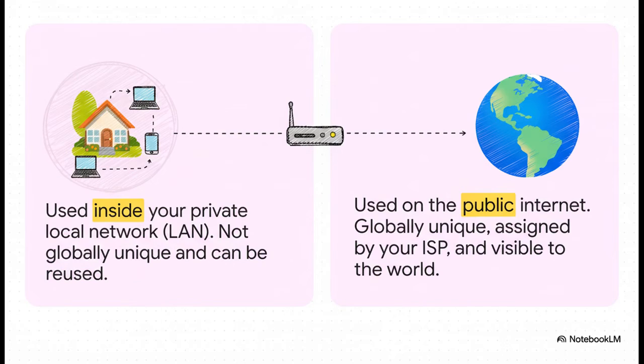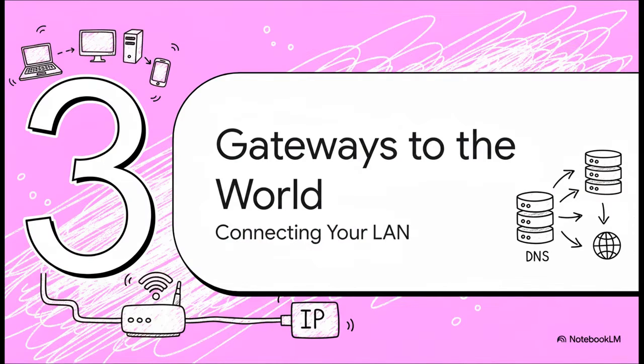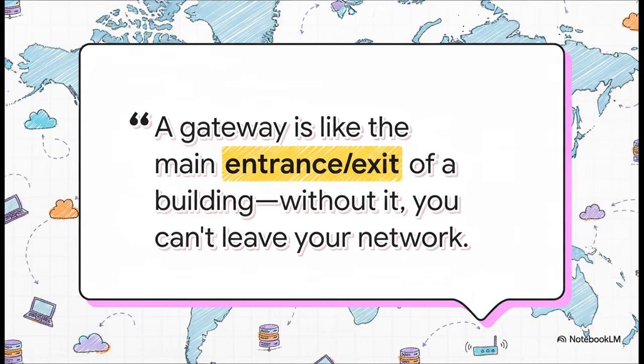So how do you get from your little local neighborhood out onto the massive global highway of the internet? The answer is gateways. Let's break that down. And this analogy is just perfect. A gateway is like the main door to a building. If that door is locked, you're stuck inside. You can talk to other people in the building, sure, just like your computer can talk to your printer, but you can't get out into the big wide world.